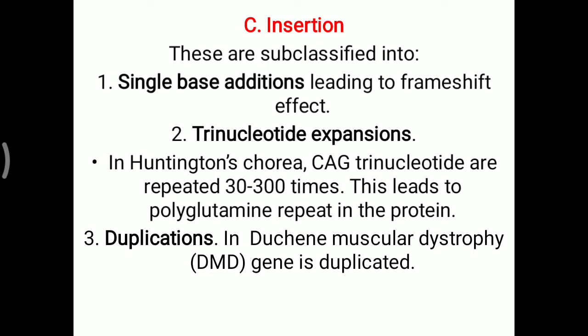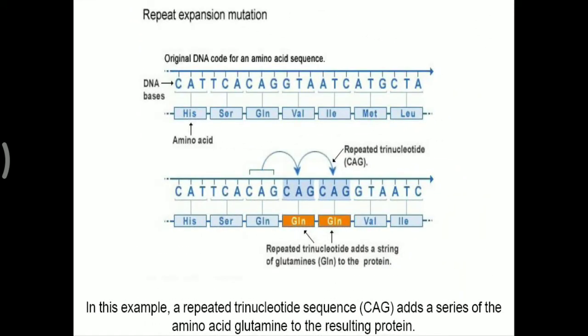One more is duplication. A total gene is duplicated, and the best example is DMD, Duchenne muscular dystrophy, where the whole gene is duplicated. So that is insertion. Mainly these are the three types of classification: substitution, insertion and deletion. Here is an example of a repeat expansion mutation, that is duplication of a particular genetic codon. In this example of insertion, the CAG coding for glutamine is repeated two times.